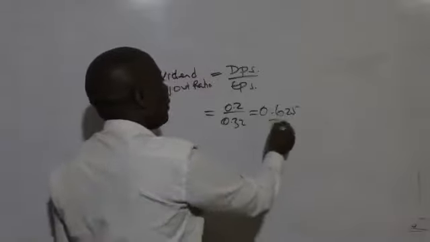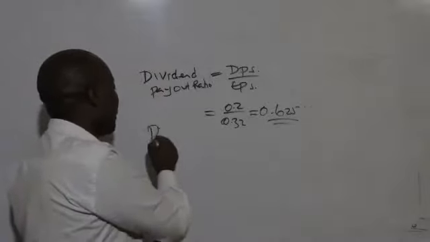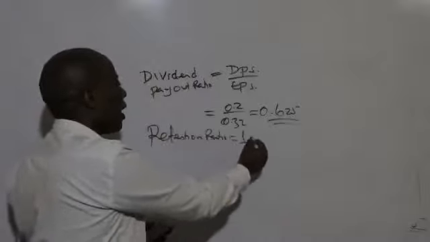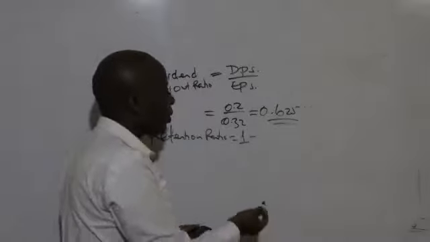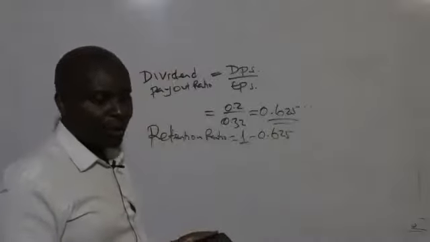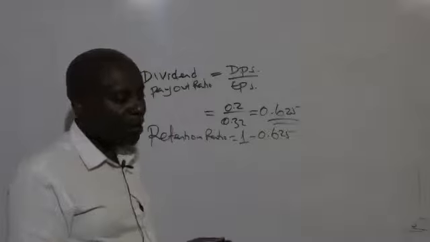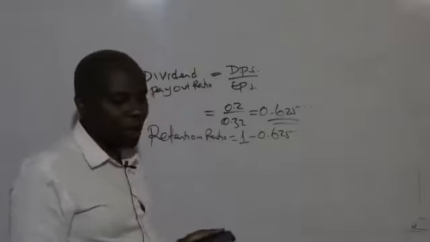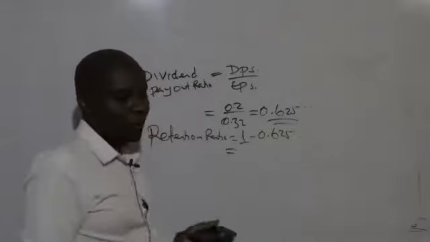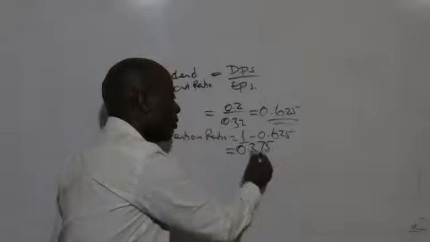0.625, isn't it? Now the moment I have 0.625 as the dividend payout ratio, I'll be able to know the retention ratio. The retention ratio will be equal to 1 minus the dividend payout ratio, which is 0.625. So what we are able to retain will be, of course, 1 minus what we pay. Kindly give me the retention ratio here, which will be 1 minus 0.625. Please give us an answer. 0.375. Thank you very much.